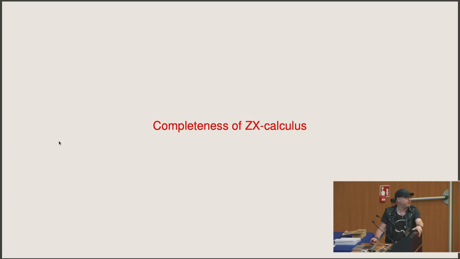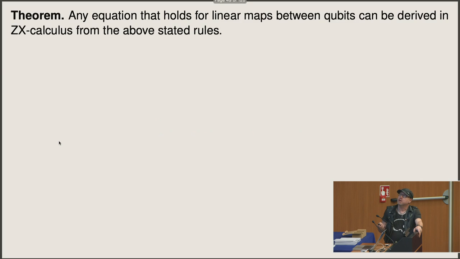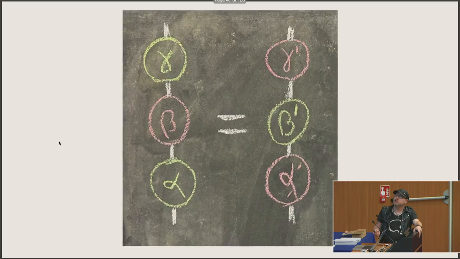It's because in the nature of physics, things are done with a static Hilbert space and then you generate dynamics on it. Physicists don't think in terms of these rewrite rules. So what does completeness mean? Any equation that holds for linear maps between qubits can be derived in ZX calculus from the above stated rules. This is quite something. This means anything you can do with linear algebra, any equation you can derive using matrices and all that, anything you can do with those rules I just showed you.